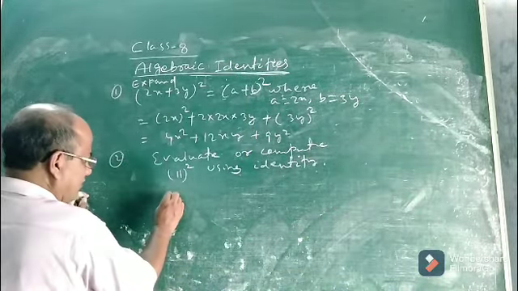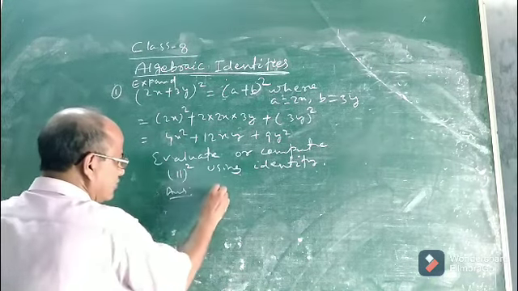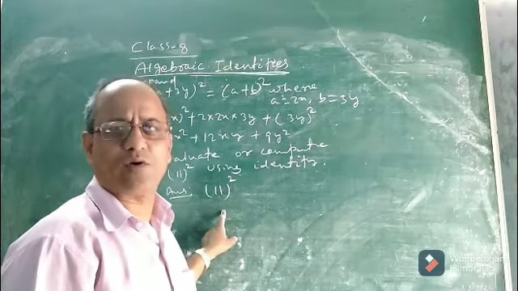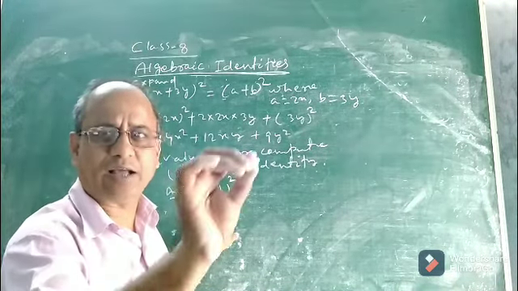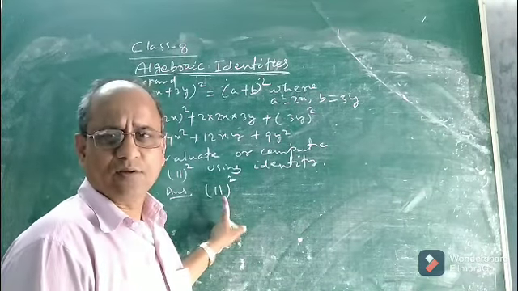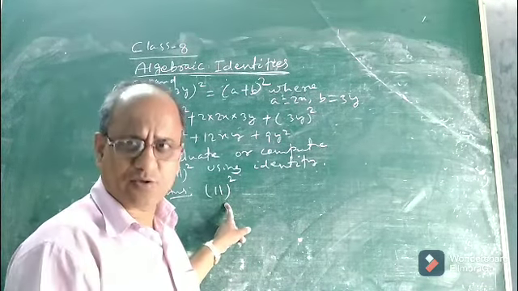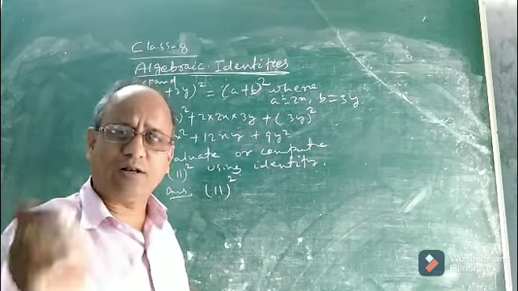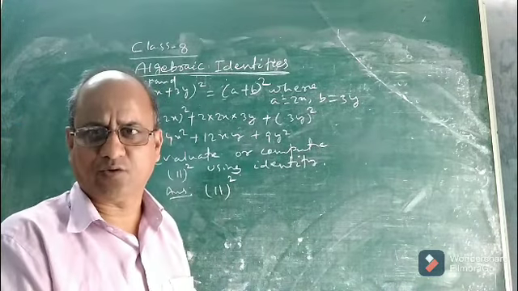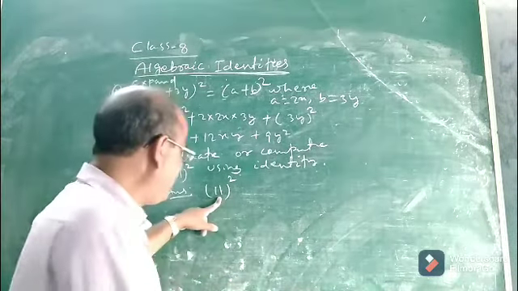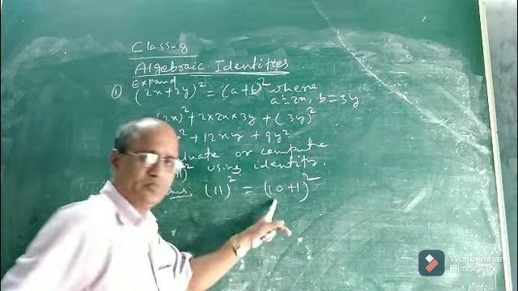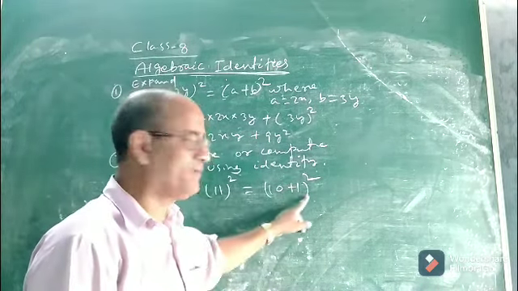See, I am doing the solution part. Look at 11 square. We want to evaluate the square of 11 using an identity, not by directly multiplying 11 and 11. Now, the question does not specify which identity to use, so whichever identity you feel suitable, you can use. What I mean to say is, 11 we can break as 10 plus 1 whole square. See, children, we can break 11 as 10 plus 1 whole square.